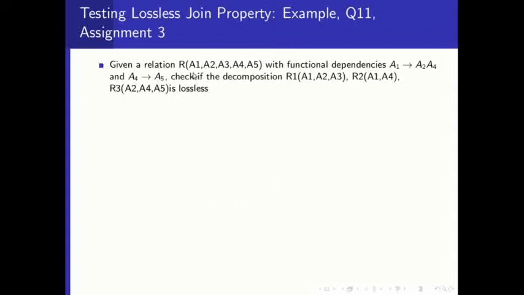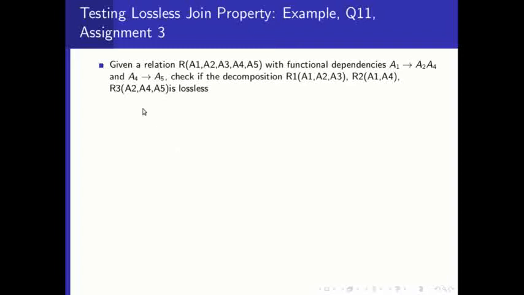Given R(A1, A2, A3, A4, A5), the functional dependencies are A1 determines A2, A4, and A4 determines A5. Check if the decomposition R1 is A1, A2, A3, R2 is A1, A4, and R3 is A2, A4, A5 is lossless. Here there are 3 decomposed relations, therefore you have to do this by using that algorithm. What is that algorithm? You have to form a matrix. What is the number of columns of the matrix? There are 5 attributes, so 5 columns. What is the number of rows? The number of rows is 3, because there are 3 decomposed relations, and all are filled with B symbols.